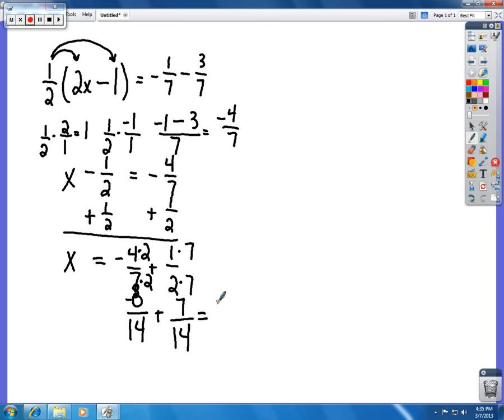So now I can write that together as one fraction. And -8 plus 7 is -1. So therefore, x equals -1 over 14.